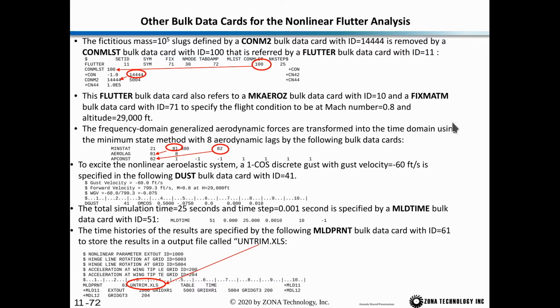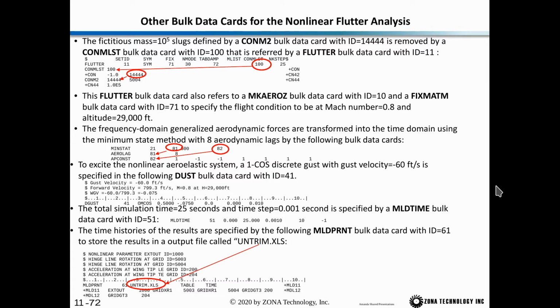So the flutter card refers to the MK-AeroZ card, which refers to a fixed MATM card to specify the flight condition at Mach 0.8 and an altitude of 29,000 feet. Now the frequency domain generalized aerodynamic forces are transformed to the time domain using the minimum state method with 8 aerodynamic lags by these bulk data cards, and we have the recommended constraints here using the AP const card.